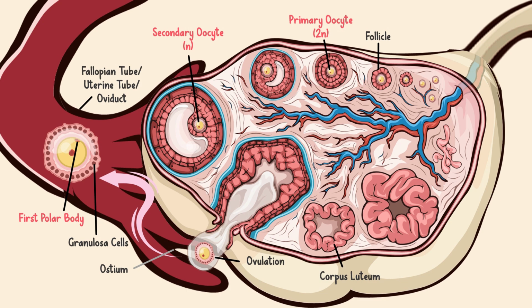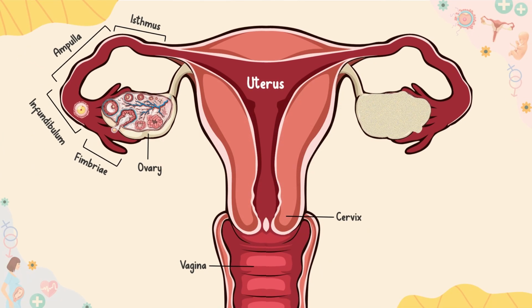And then it travels to the ampulla, where the fertilization will occur. This is because it is not possible for an unfertilized egg to cover the 72 hours' journey to the uterus. As I already mentioned, an unfertilized egg can survive for a maximum of 24 hours.